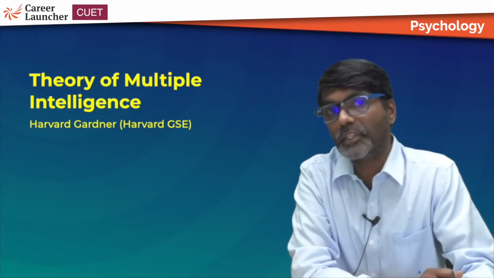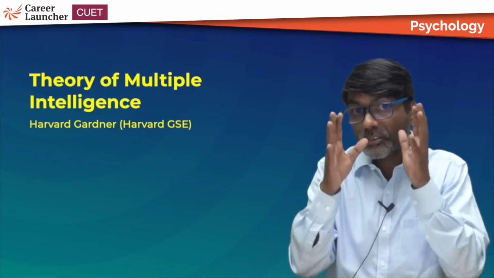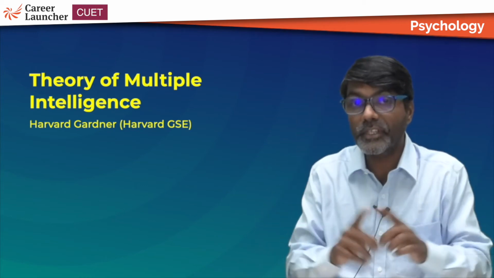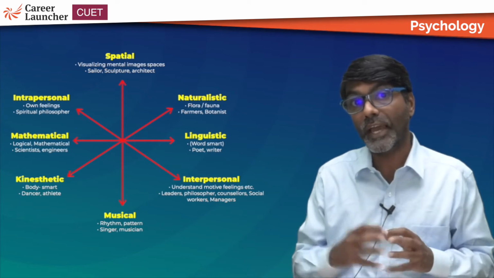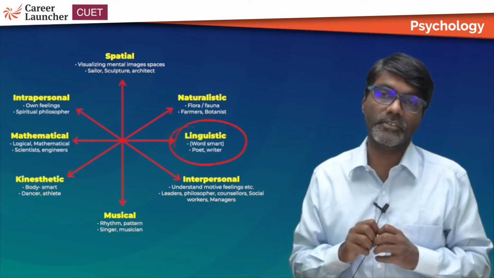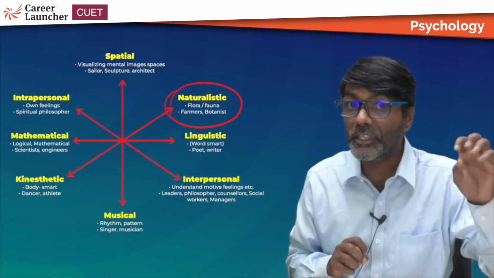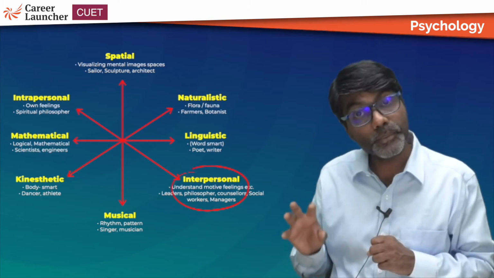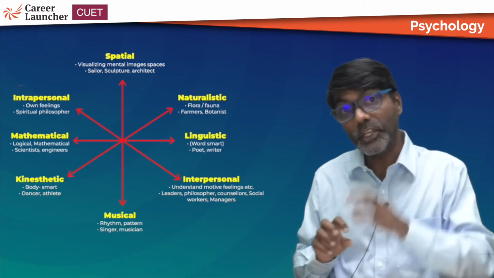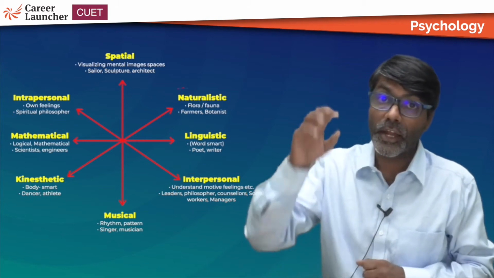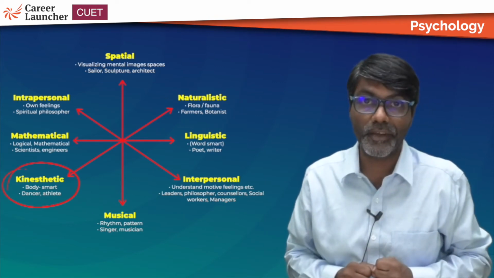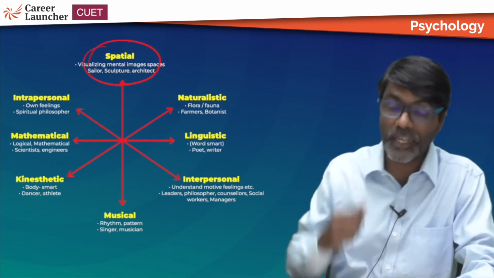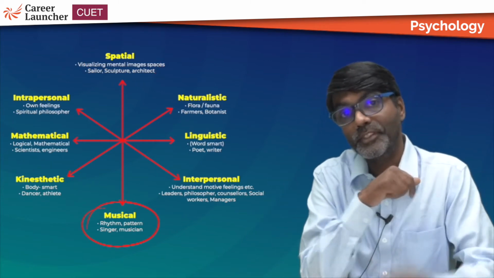तो गार्डनर ने क्या बोला था कि इंटेलिजेंस के भी 8 different dimensions हैं. And look at the chart. There is something called as linguistic intelligence, numerical intelligence, interpersonal intelligence, intrapersonal intelligence, naturalist intelligence, kinesthetic aspect, spatial intelligence and musical intelligence. These are the 8 dimensions.